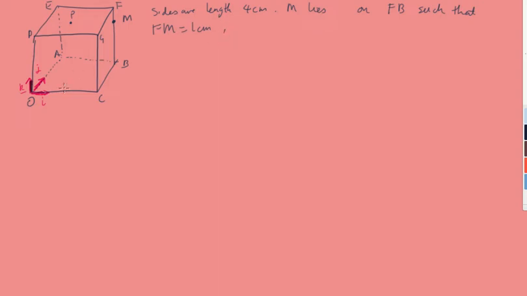N, we'll write N here. So we've got N is the midpoint of OC, and P is at the centre of DEFG. So this is the square at the top. P is meant to be sitting right in the middle of that. Okay.